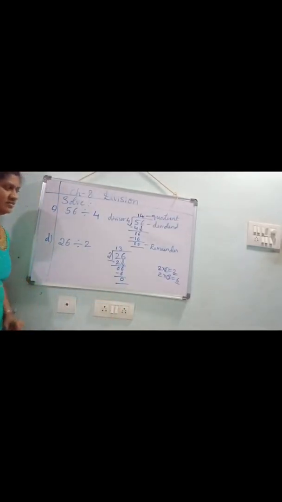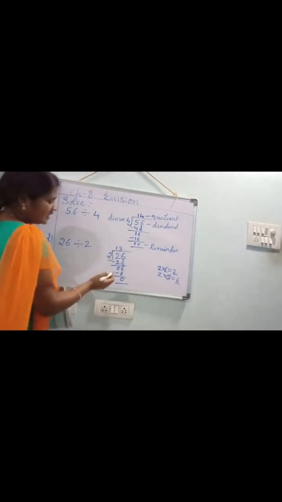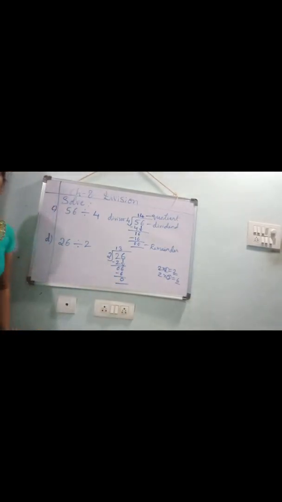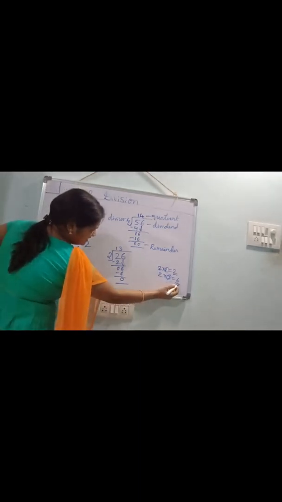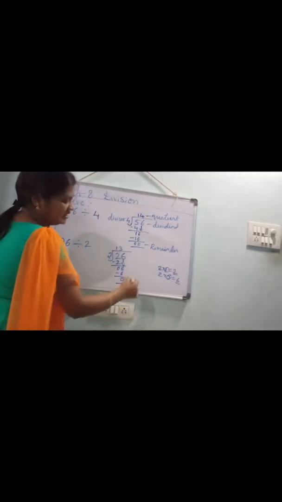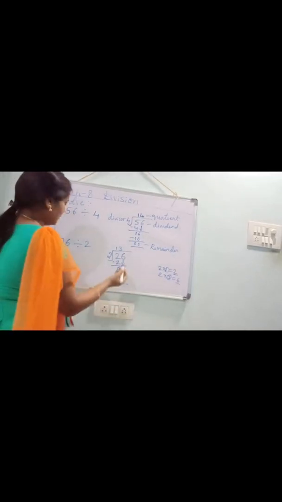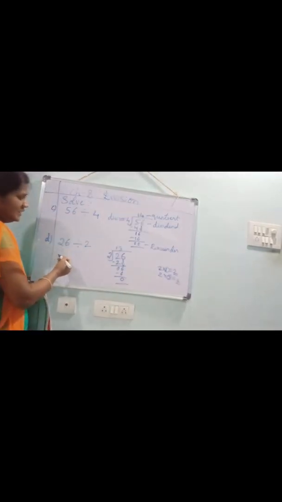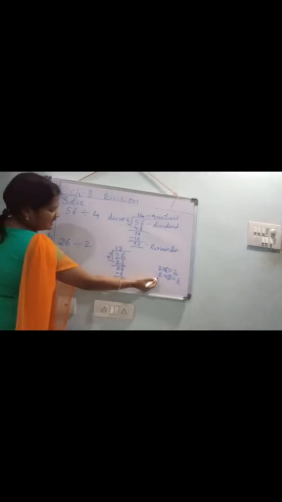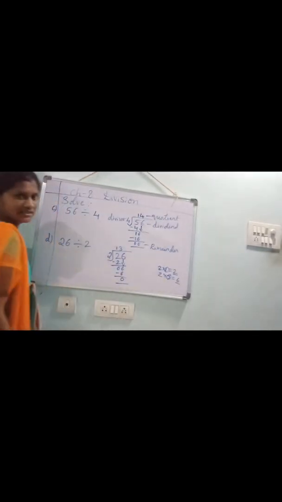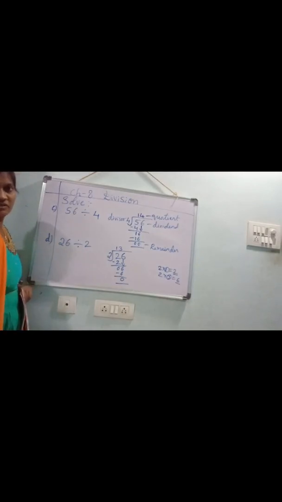Understood, children? What am I doing here? See, you know multiplication fact and division fact. Yes or no? See, this is multiplicand, this is multiplier, this is product. In division, what will happen? That product will become the dividend. After that, this is the divisor, this is the quotient. Understood?